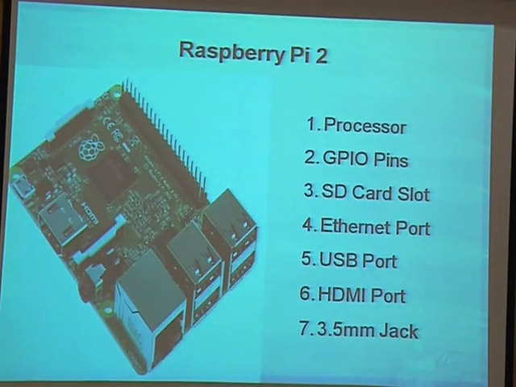Let me explain the first diagram. First of all, it is a Raspberry Pi. It is a single board computer which has a processor for computing, GPIO pins for attaching the sensors, and an SD card slot for installing the operating system like Raspbian or Ubuntu. The next one is the Ethernet port for connecting the internet cable, USB ports for connecting a keyboard and mouse, an HDMI port for connecting the monitor, and a 3.5 mm jack for audio. We can call it a simple single board computer.